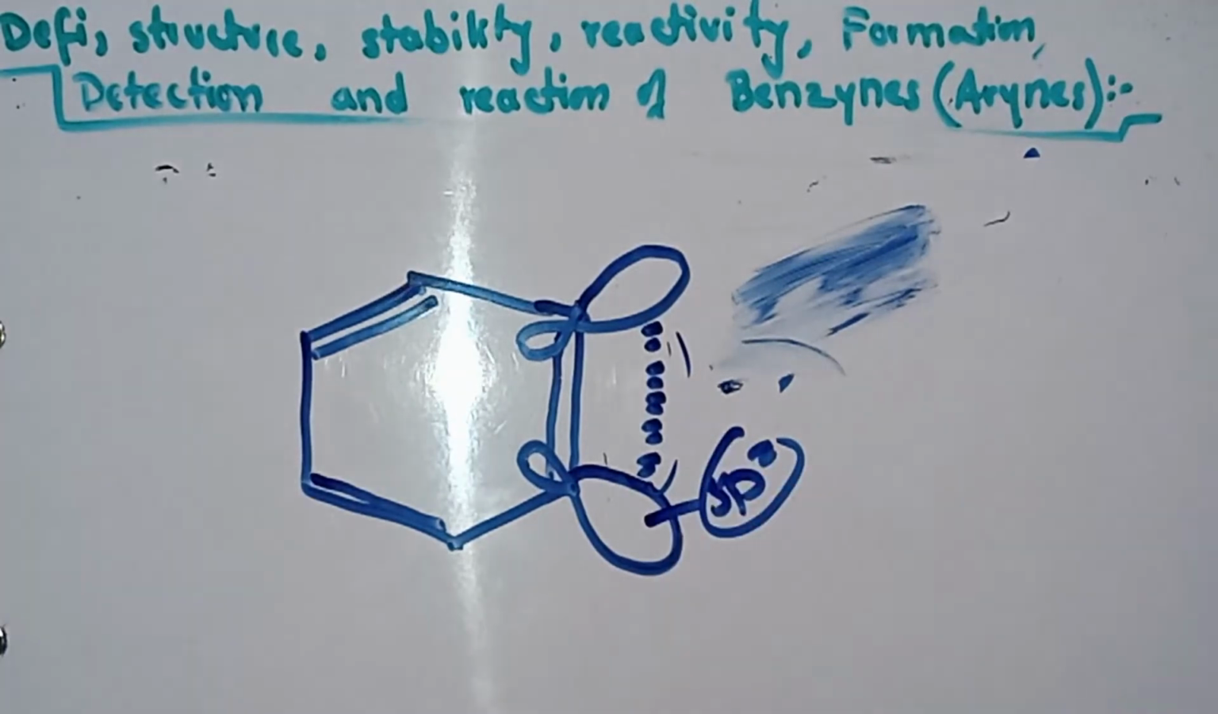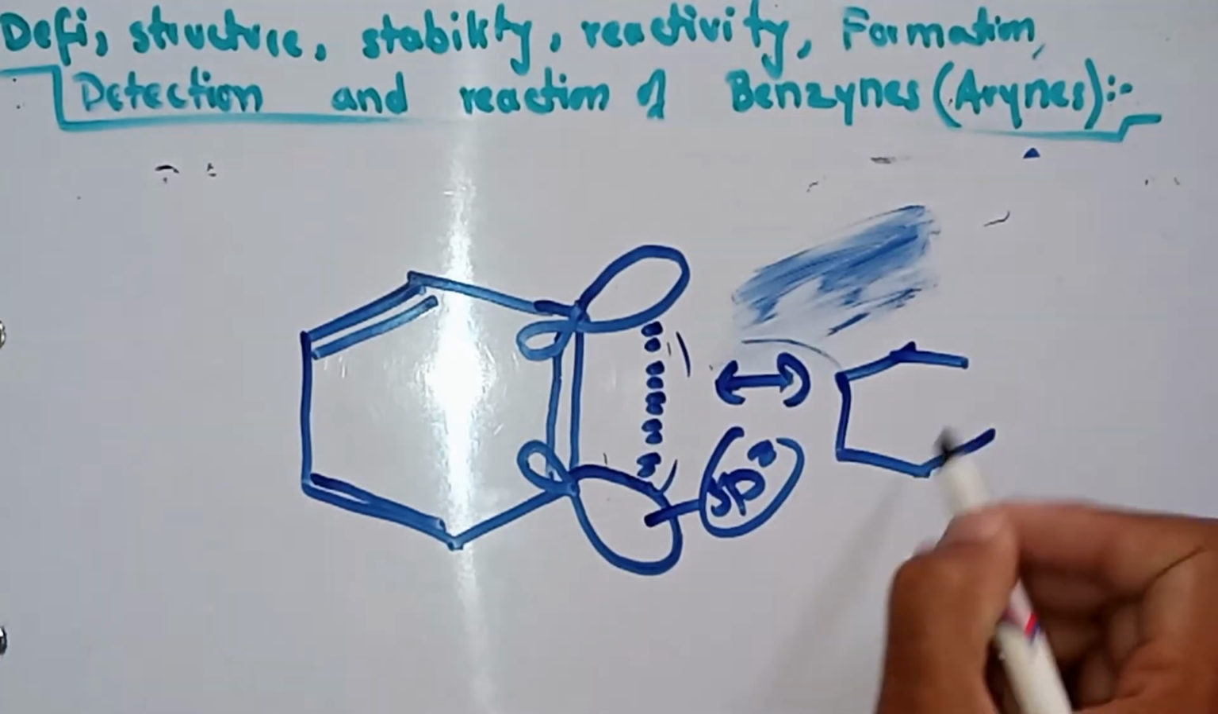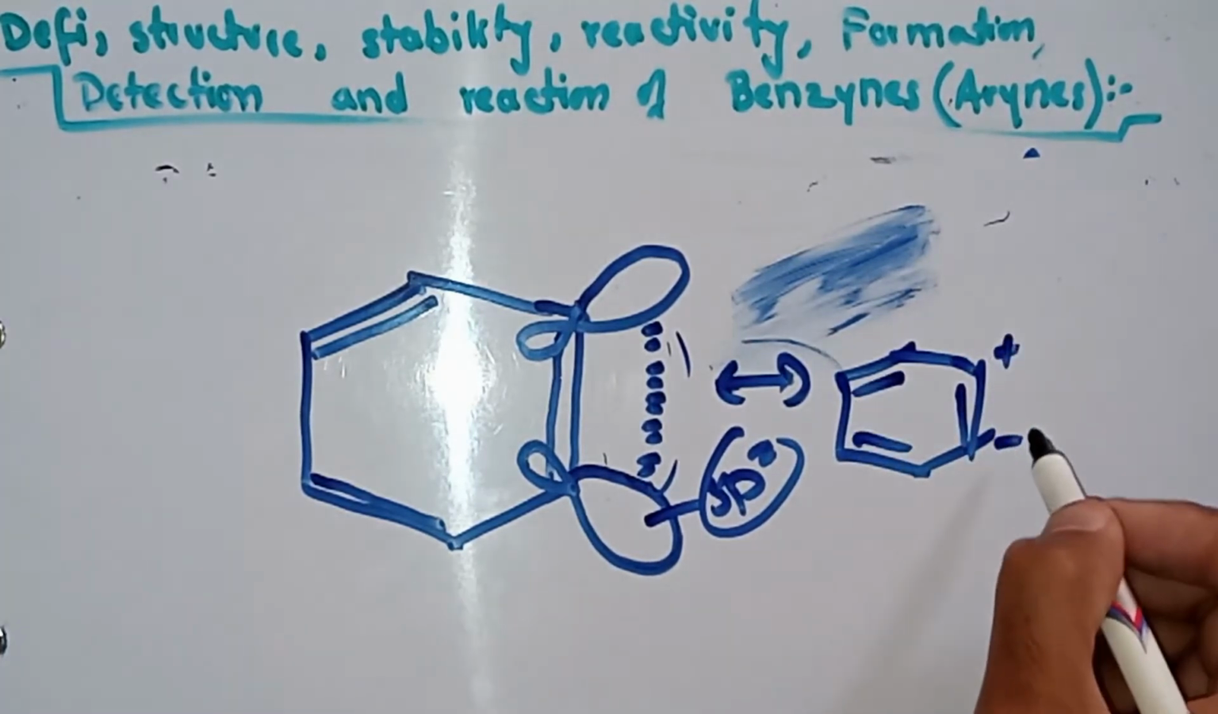This is the pi bond of benzene. This is the structure of benzene. I hope you are clear on the structure of benzene. It will also make resonance, as I explained before: this is plus, this is minus.